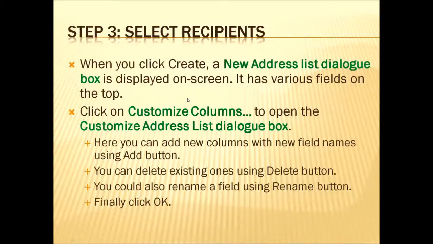It has various fields on the top. Then we have to click on customize columns to open the customize address list dialog box. Here you can add new columns with the field names, or you can delete the existing ones using the delete button. Else you can rename the field names using the rename button, and then you have to finally click on OK.